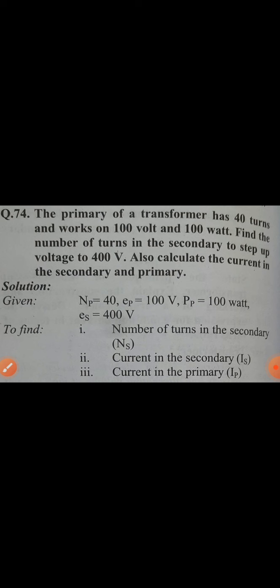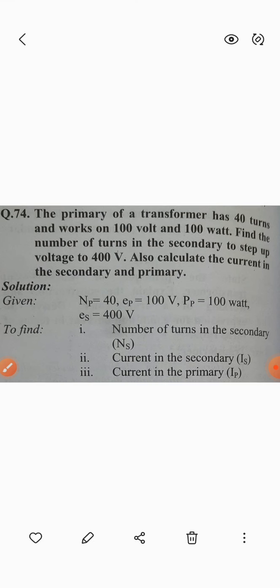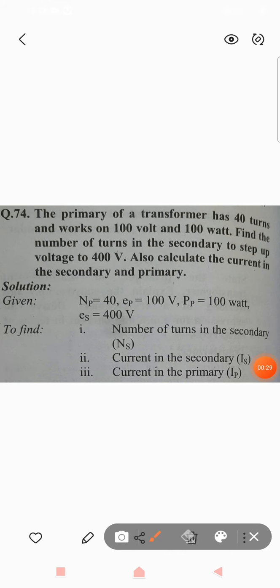In the last period, we studied the numericals from the topic electromagnetic induction based on self inductance and mutual inductance. Friends, today we are going to see the numericals from the point of transformer. In the theoretical part, we have studied the equation for the transformer.